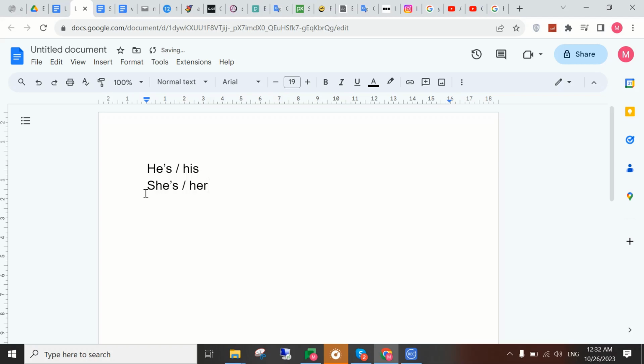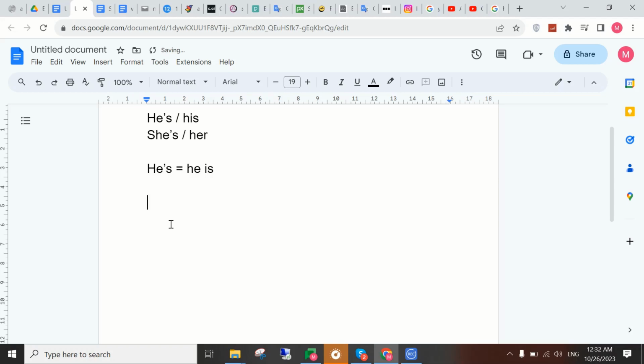I know that a lot of students that have just started learning English have problems with these two, and I'm going to discuss it a little bit today. So let's get started. So he's is actually the short form for he is. What is he? He is the subject pronoun that we use for men or for boys.